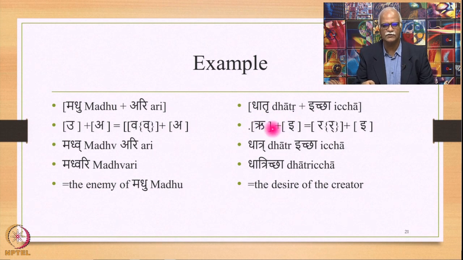Similarly, in this case you have Dhatru plus Ichha, which is nothing but Ru followed by I, which then will mean R followed by I, wherein Ru is substituted by R and the output is R followed by I. So Dhatru will be substituted by Dhatr followed by Ichha, and you get the form Dhatricha, the desire of the creator. These two examples are the concrete examples in the object language which are explained using the Sutra 6177 Iko Yanachi. And there are multiple such examples which can be explained using 6177.